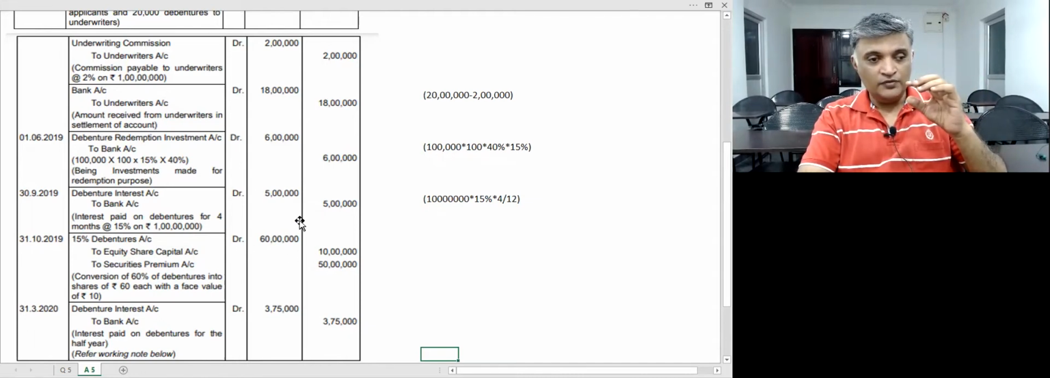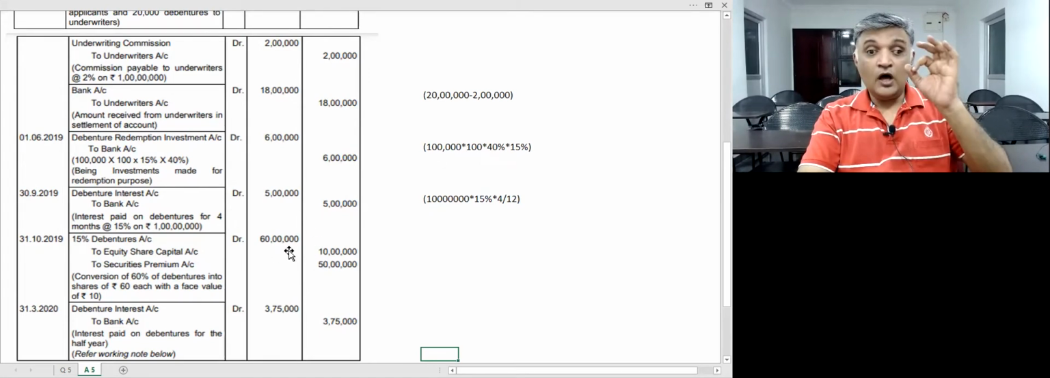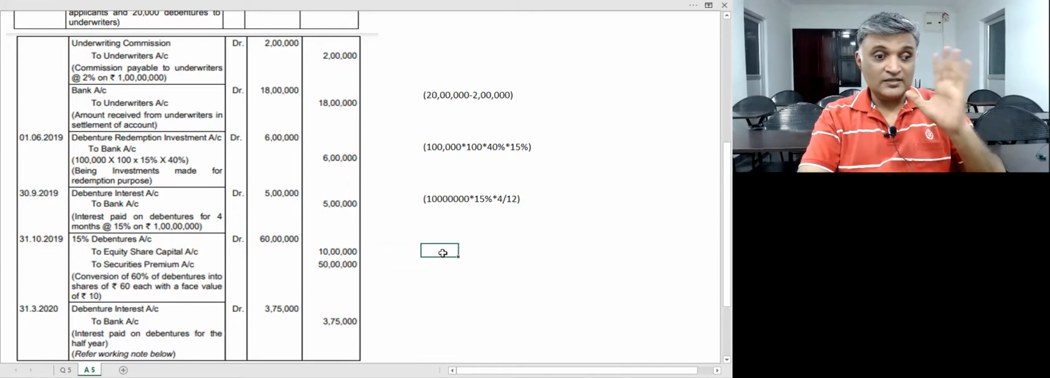So it is the value of the debentures which is ready for conversion is 60 lakhs. Now how are you going to redeem that? You are going to issue shares. And what is the value of the share? 60. It's given to us in the problem.